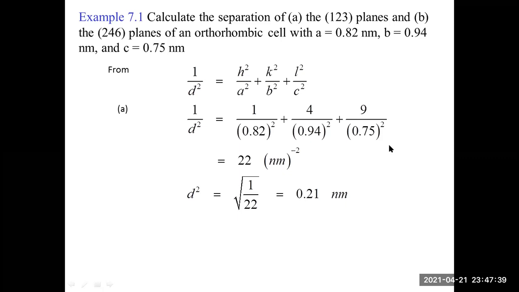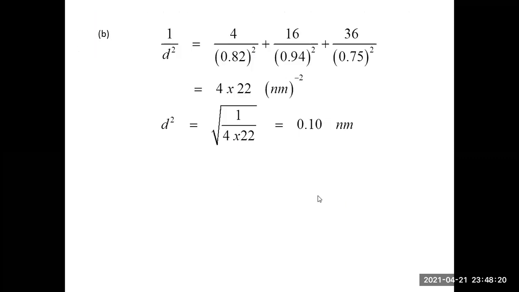And the values of A, B, C are given in the question. Whatever you get by using the scientific calculator, you can just evaluate this, and you'll get the 1 by D square value. We want D actually, so just take the reciprocal of it. See, 1 by D square value, you got 22, right? So D square is the reciprocal of 22, D is equal to root of 1 by 22, and you get the interplanar spacing for the 1, 2, 3 plane to be 0.21 nanometer. So it is very easy to understand and easy to evaluate once you have the concept.